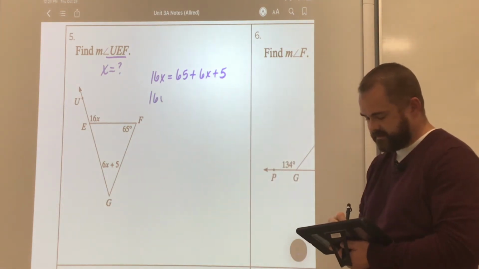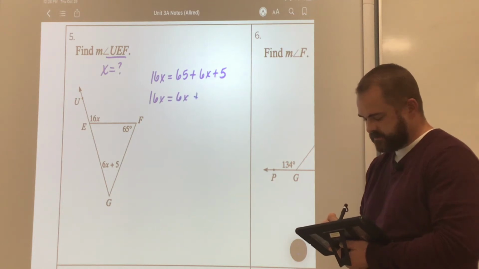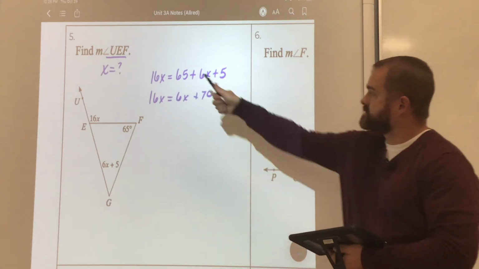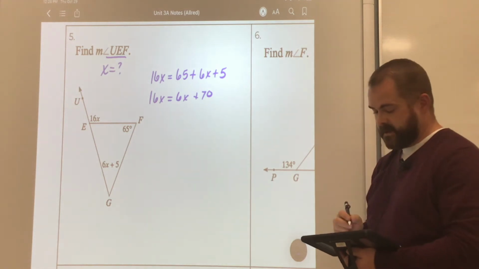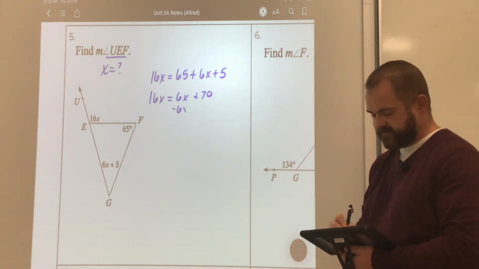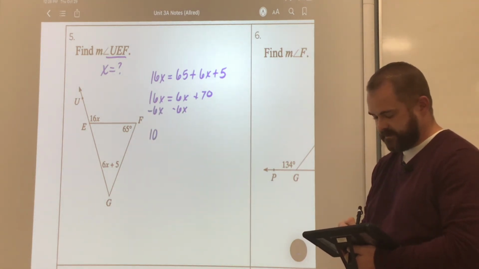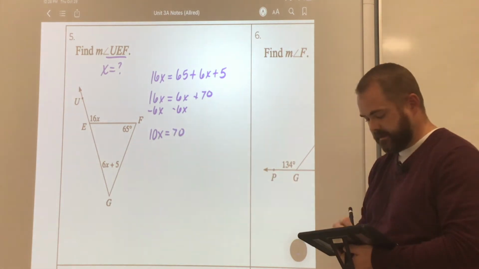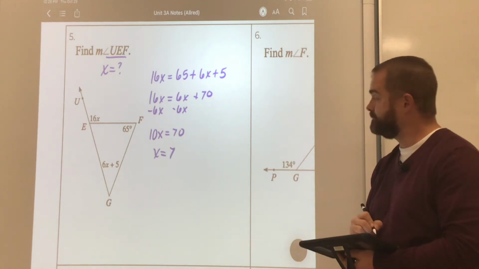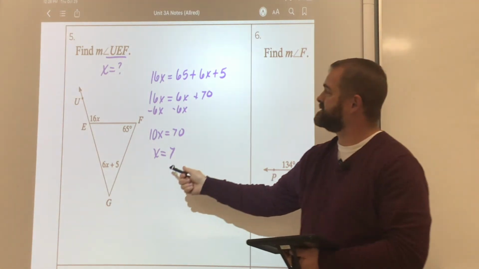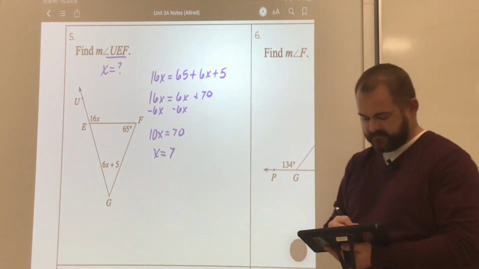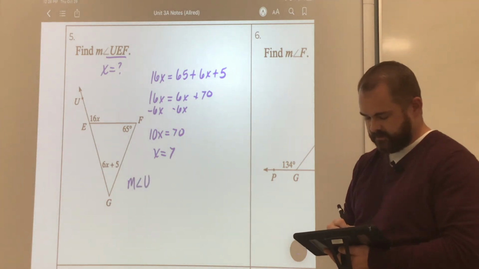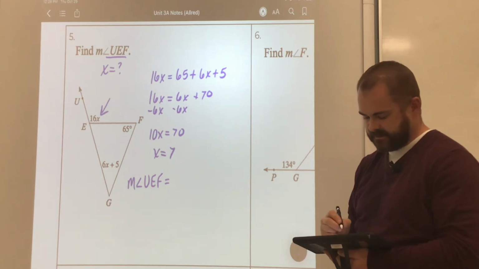So 16x equals 6x plus 70. 65 plus 5 is 70. Then we could subtract the 6x from both sides, giving us 10x equals 70. Divide both sides by 10, and x is 7. Now, since x is 7, I want to find the measure of angle UEF. So we write measure of angle UEF equals, and I substitute in for this x.